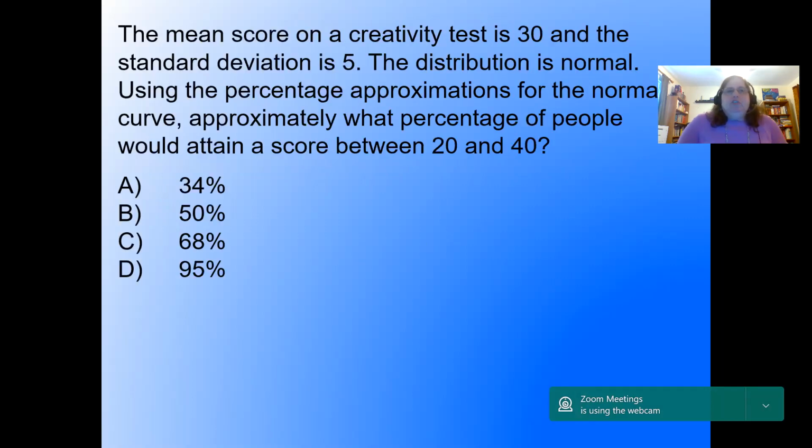The mean score on a creativity test is 30, and the standard deviation is 5. The distribution is normal. Using the percentage approximations for the normal curve, approximately what percentage of people would attain a score between 20 and 40? So I invite you now to pause and try to figure out the answer.